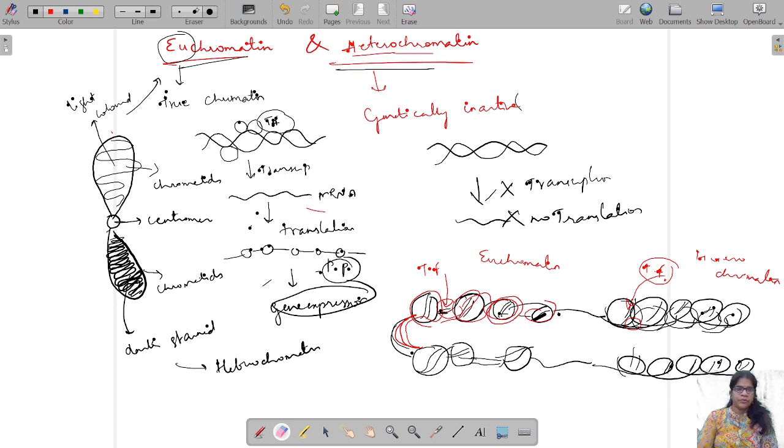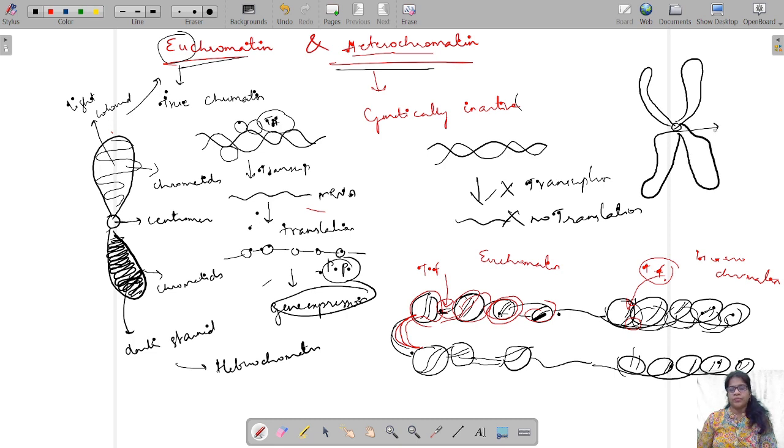Like if you draw a diagram of your chromosome in detail. Okay, this is your centromere. See, these are called the telomere part. Telomeres are the ends of your chromosome.